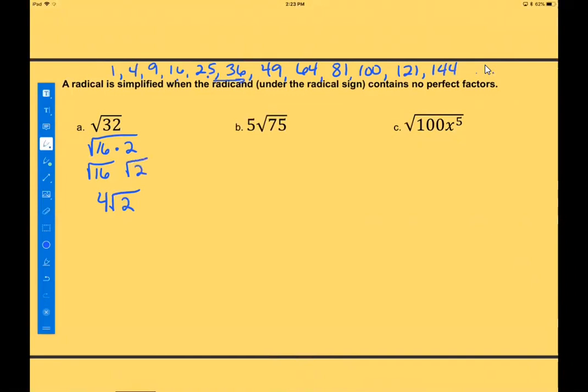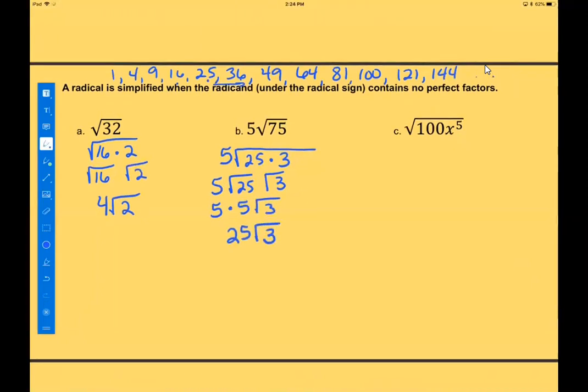The second example, we're going to bring the 5 down. We're going to break 75 into 25 times 3, because 25 times 3 is 75. Let's put each one under the radical. Bring your 5 in front down again. What is the square root of 25? Well, it is 5. We can't do anything with that square root of 3, so we bring it down. And now we're going to multiply these 5s together to get 25 square root of 3.